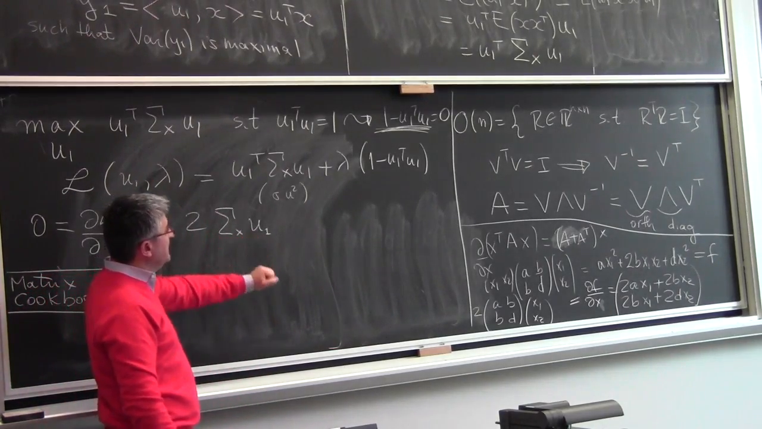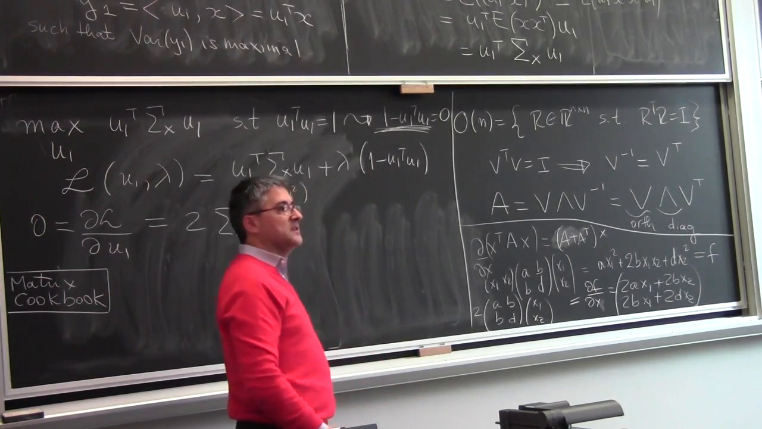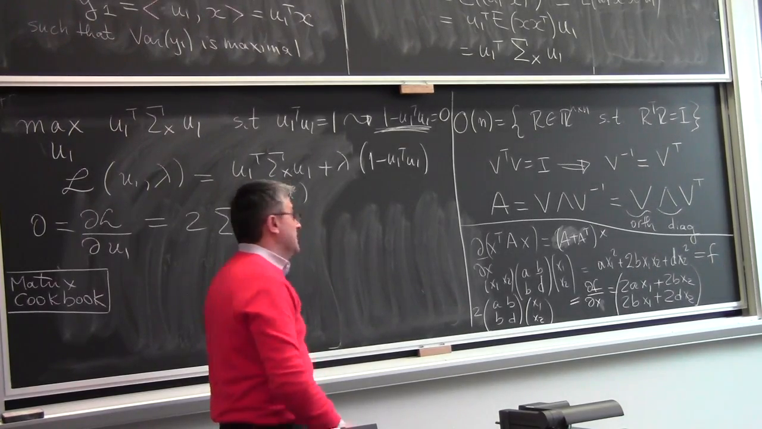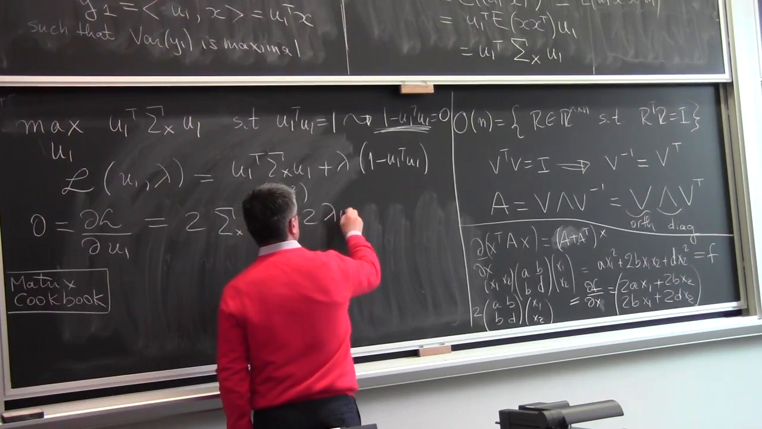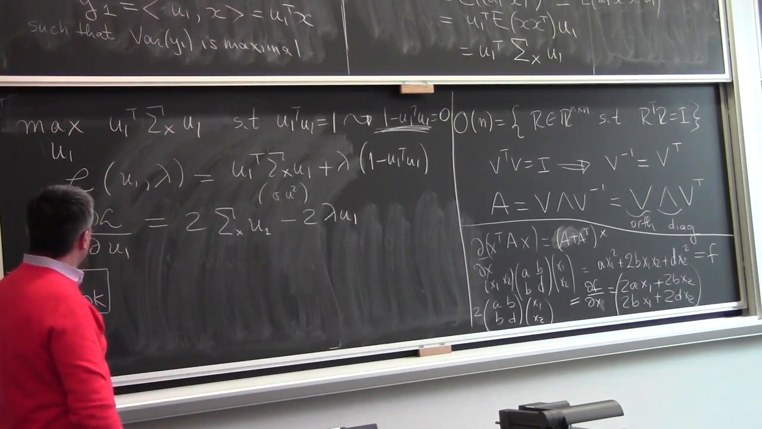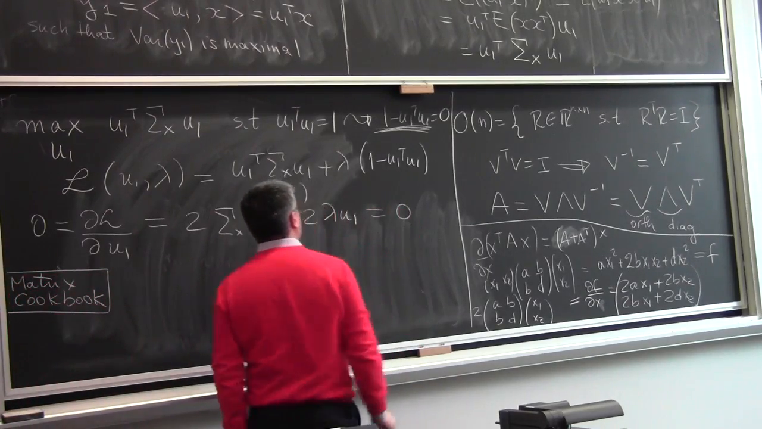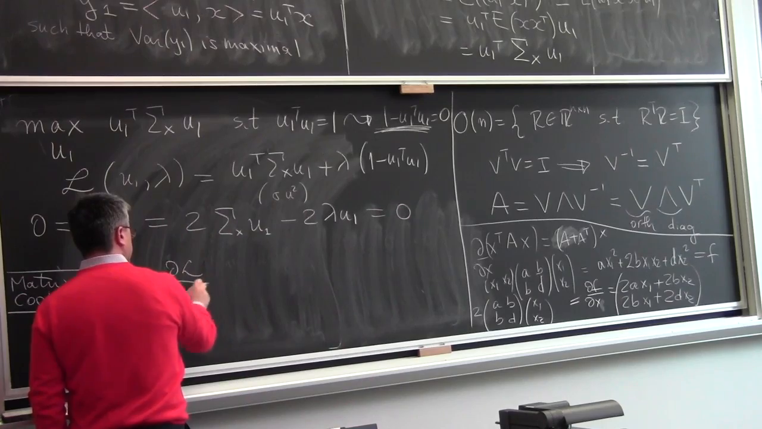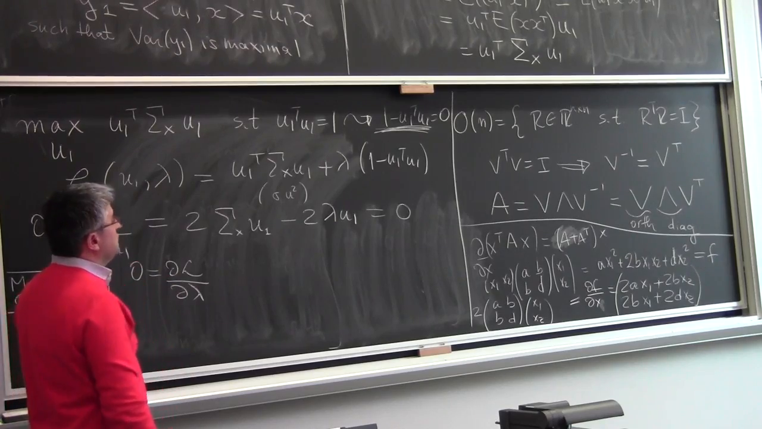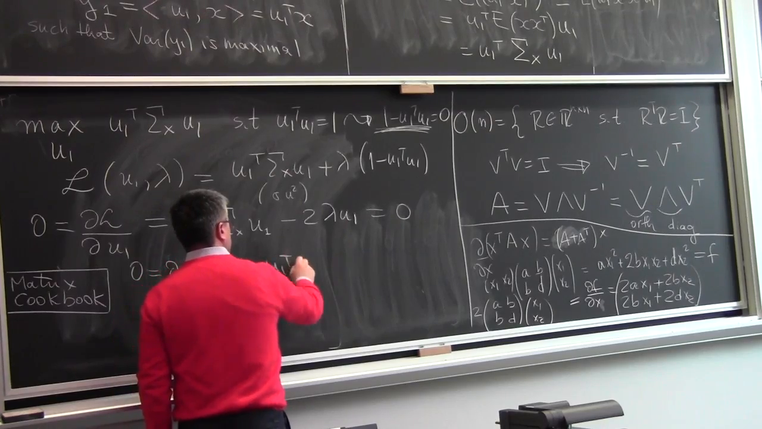2 times sigma times that. Now, the derivative of this guy, now you can do it easily, right? What's the derivative of u1 squared? 2 times u1. So minus 2 times lambda times u1. Okay? So good. Derivative with respect to u is 0. I get that equation, and that needs to be equal to 0. Derivative with respect to lambda is going to be the other variable now, and that also needs to be equal to 0. And the derivative with respect to lambda just gives me 1 minus u1 transpose u1.